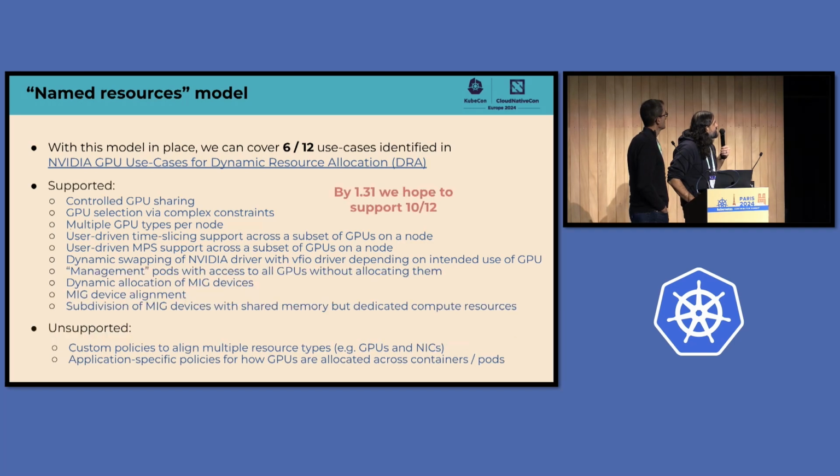But the main point of this is just to say that by 131, so by the next release, we hope to be able to support 10 of those 12. So there's 2 left over that we still probably won't be able to support by the next release. And the main ones that we're missing that will enable this is the ability to partition resources, to be able to support something like MIG, if you guys are familiar with that, which is a mode of operation for GPUs that allow you to partition it up into smaller pieces. So we basically have no way to partition these resources.